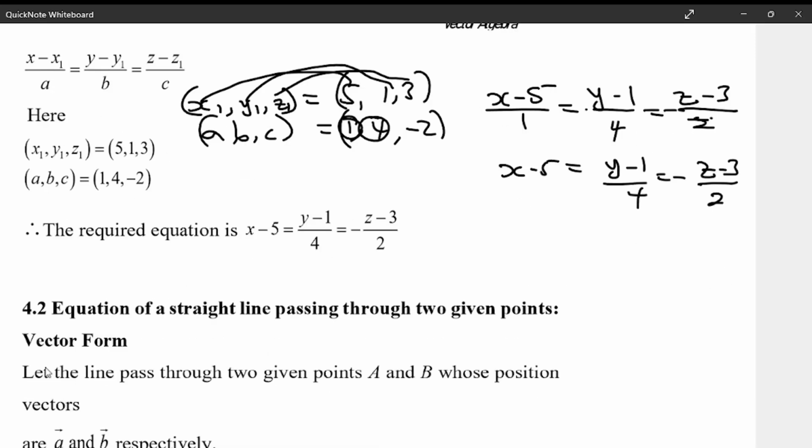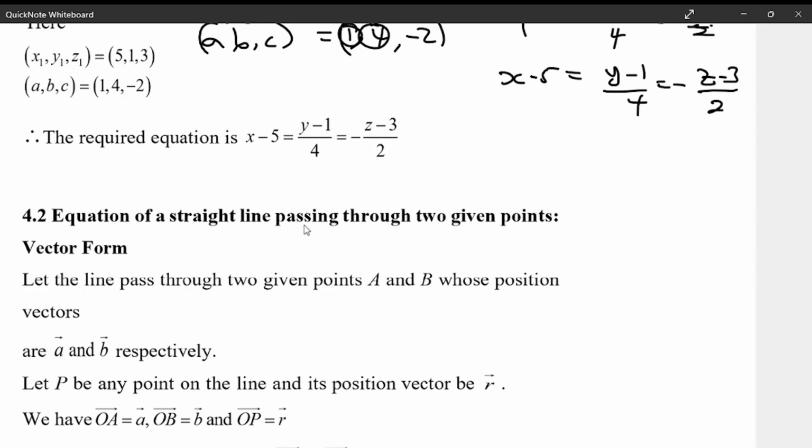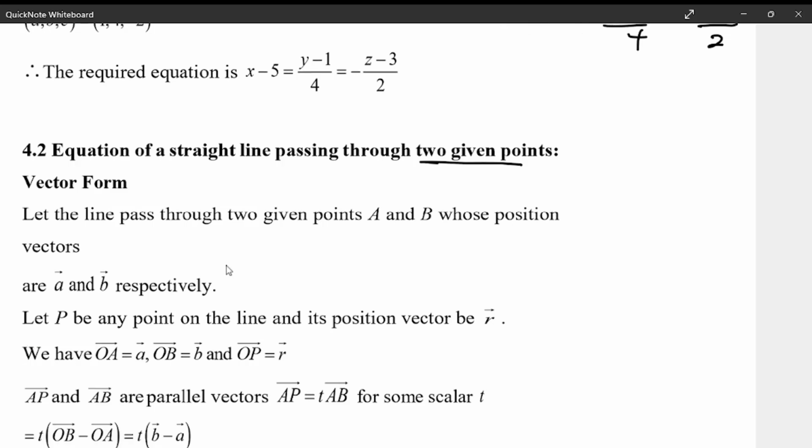Equation of a straight line passing through two given points. As we saw in our introduction, a straight line can pass through two distinct points. So we are going to find an equation for the line passing through given points in vector equation form. Let a line pass through two given points, say A and B, whose position vectors are a and b.